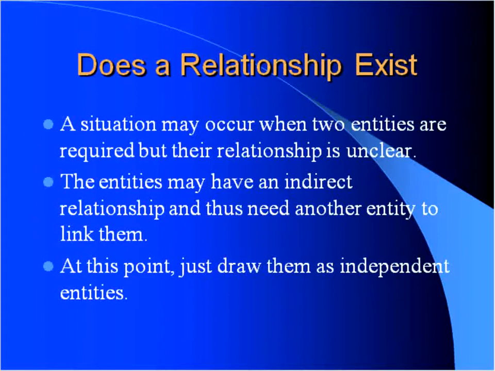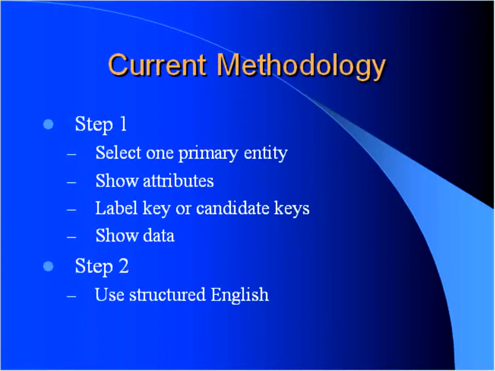Does a relationship exist? A situation may occur when two entities are required, but their relationship is unclear. The entities may have indirect relationships, thus they may need another entity to link them. So at this point, we just draw the entities as independent entities, and we would later figure out what it is that would link them.